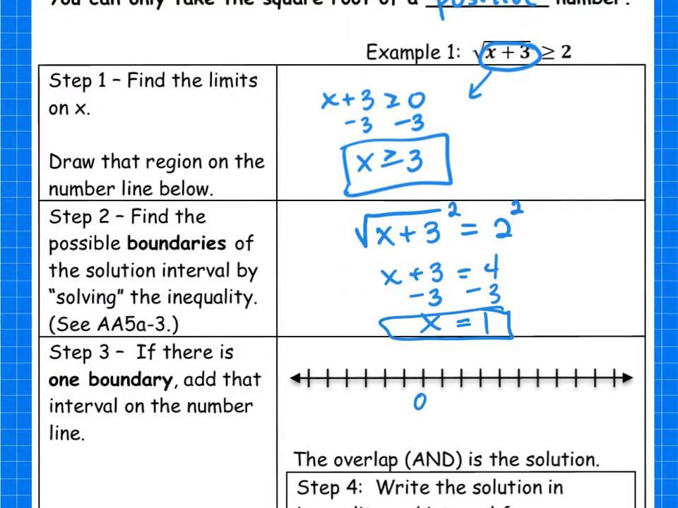I've got 0, I'm going to put 2 spaces here, 1 and 3. I know from the 3, the x is greater than or equal to 3, that it has to be going that way. And from the 1, if I use my original greater than or equal to, I've got x is greater than or equal to 1. I want to double check that.